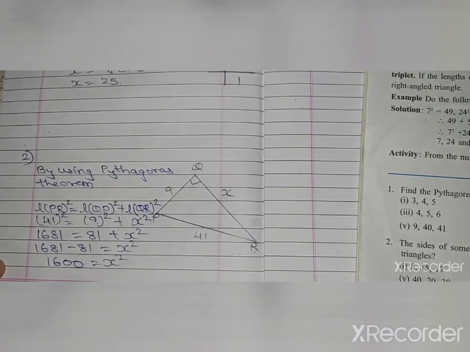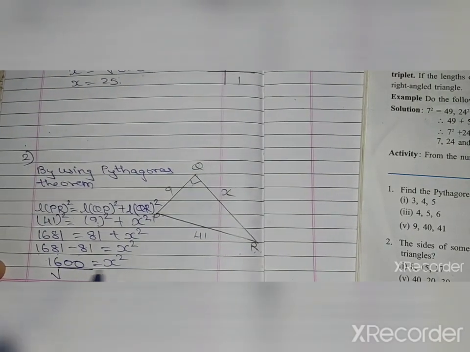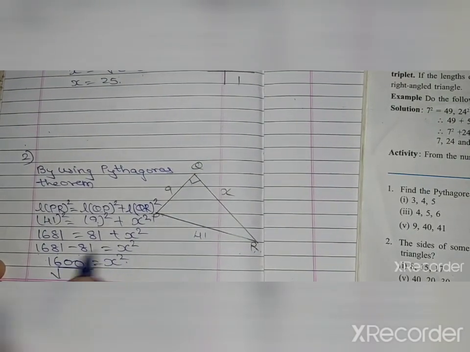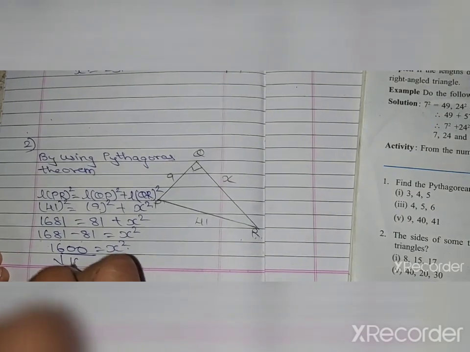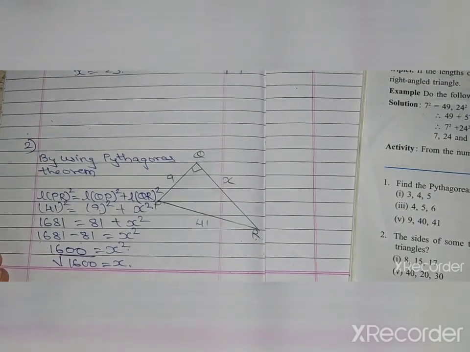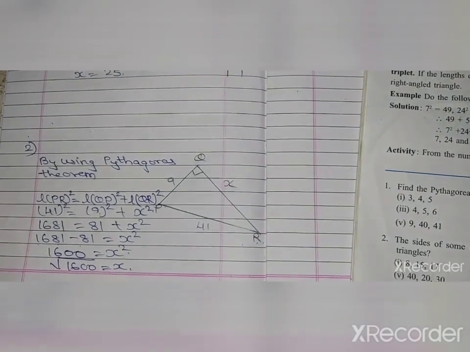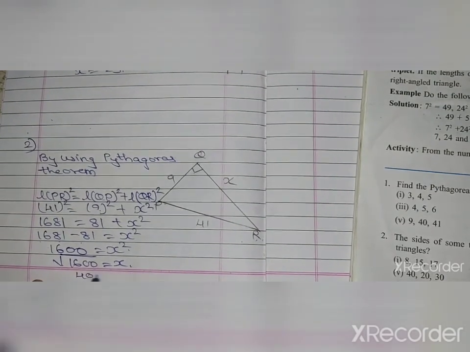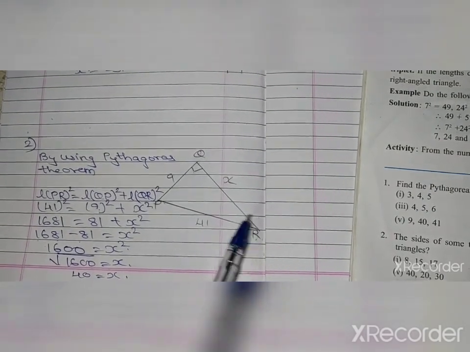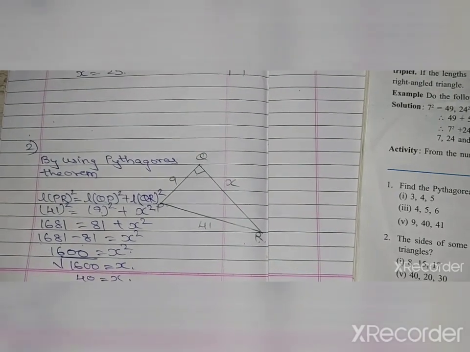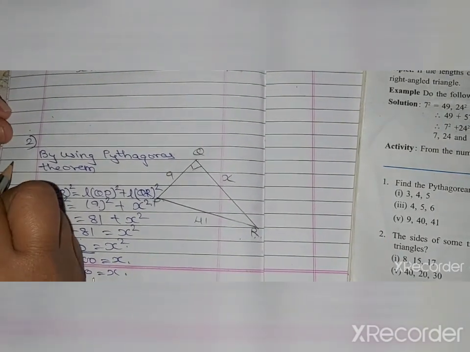Now you have to find the square root of 1600. This square on X goes to the other side and becomes a root. So 1600 equal to X square, so find the square root of it. So you will get how much? 40. So therefore X equals 40. I will teach you how to find the square root of 1600.